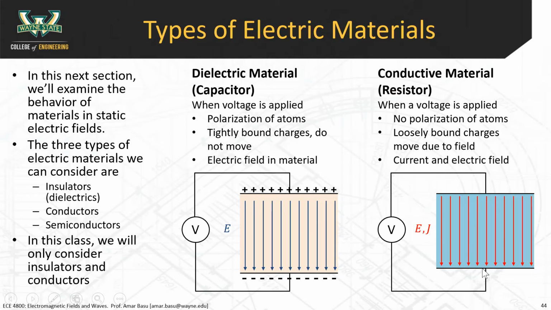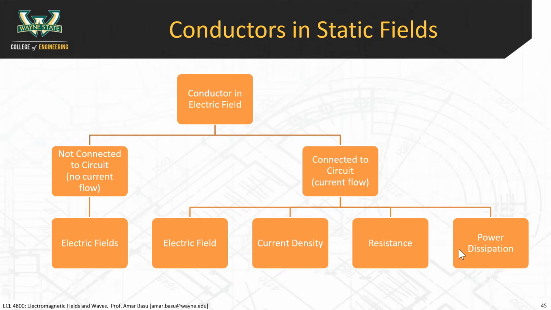So in the material, it turns out there's both a current and an electric field. In the dielectric material, there's only an electric field and no current. All right, so we're going to dive into the details of how a conductive material works today. This is sort of a mind map of what we're going to be talking about with conductors.